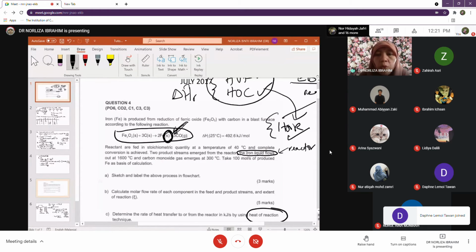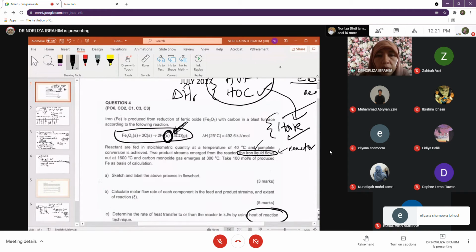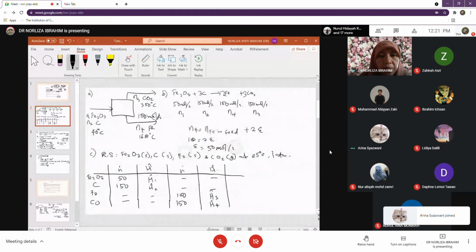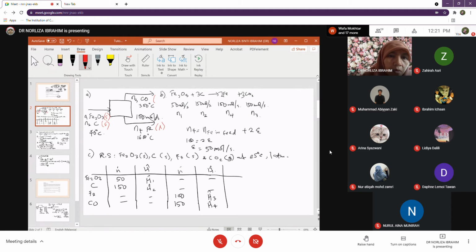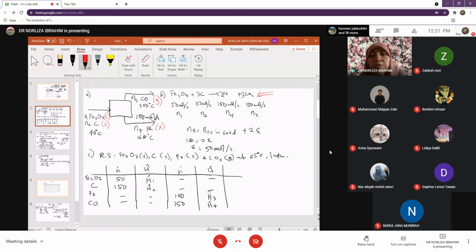If you want to draw it, your product will be iron liquid, not iron solid. Let me show you the drawing. Sorry, my drawing is also without the phase. This is supposed to be solid, this is solid, this is liquid, and this is, sorry, not CO2, it's CO gas. The iron from the reaction is still in solid phase, but coming out of the reactor it is in liquid phase.